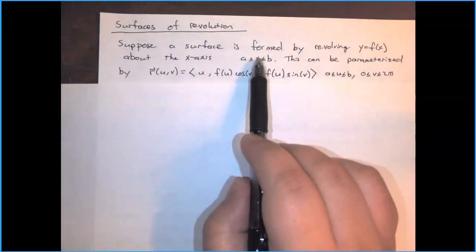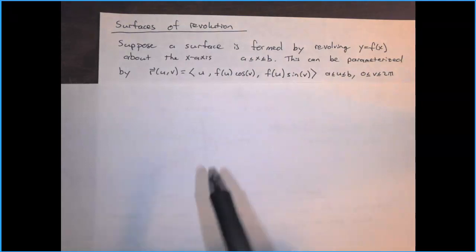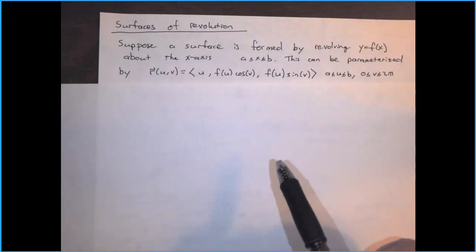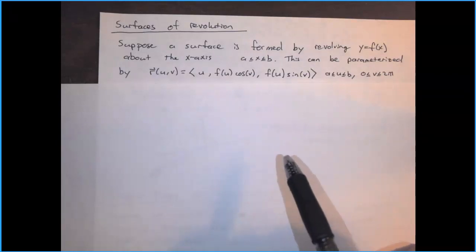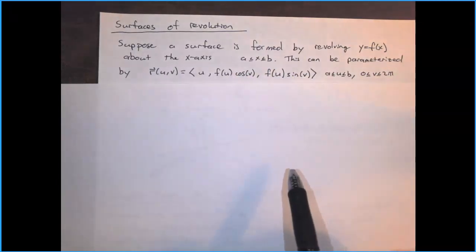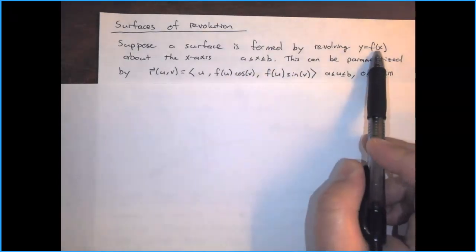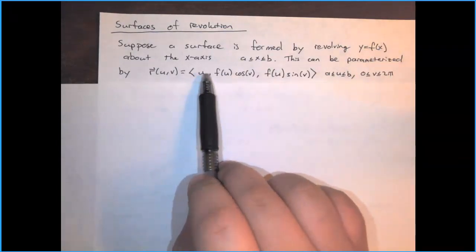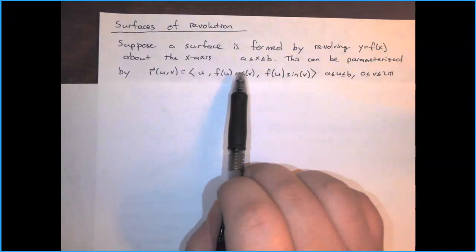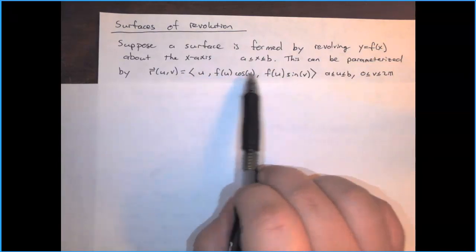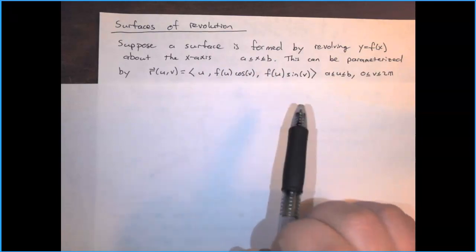Since I have values for x, I'm going to let x be one of my parameters. And if I'm revolving about the x-axis, that means I want to make circles in the y and z direction. So I have cosine and sine for y and z, and the radius of these circles is given by the function. And that's how I get a surface of revolution. So u is one of my parameters. In y and z, I have cosine v, sine v, and then f of u, the function itself, tells me the radius of these circles.